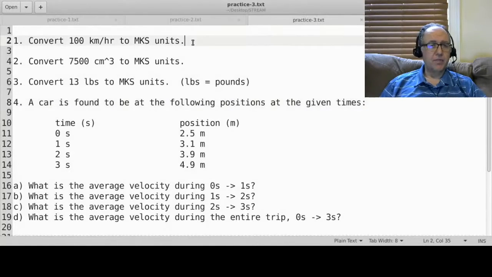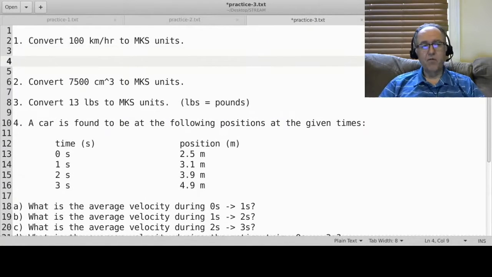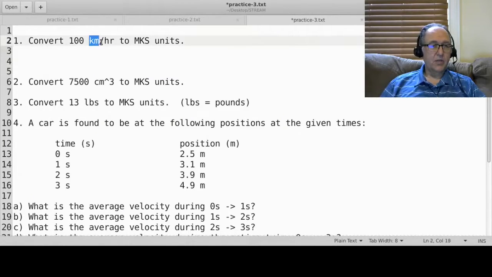The way you do these problems, and this is a foolproof method, is you identify what units you have to convert. Here I have to convert from kilometers to meters. The reason is that kilometers are a measurement of length, and we don't want to work in kilometers for our measurement of length. We want to work in meters. So that's the first conversion.